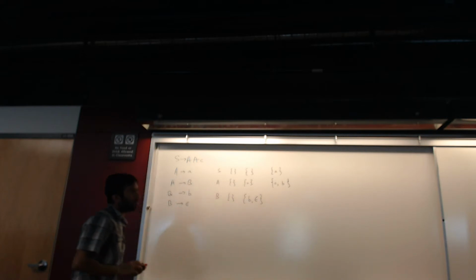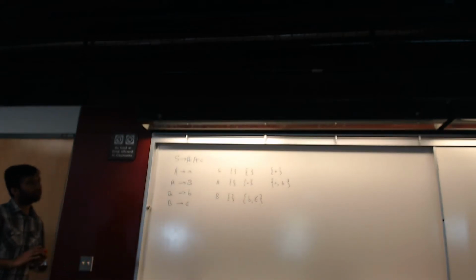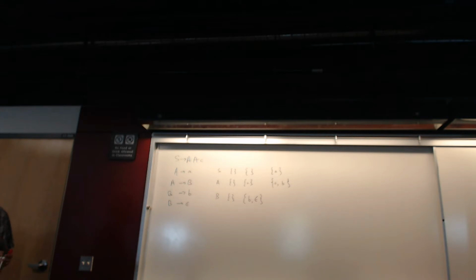right? Can we apply any other rule? Rule number 4. Can we apply rule number 4? How can we do that? Because B generates epsilon. Yes, first of B has epsilon, but then there is no A i plus 1, right?